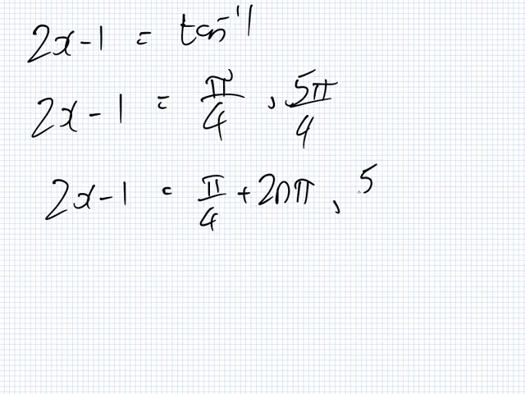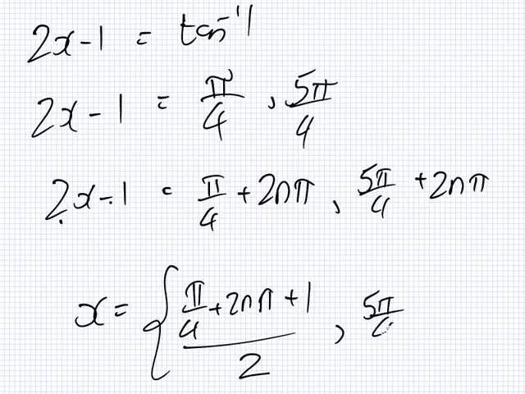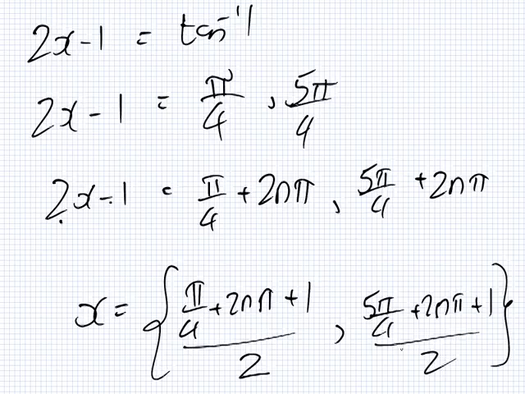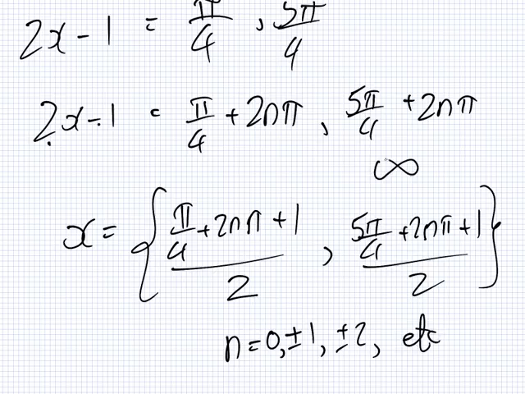And also you have 5 pi over 4 plus or minus 2n pi, where n could be minus as well. So to finish we have to add 1 radian and divide by 2. So the x's could be pi over 4 plus 2n pi plus 1 over 2, or 5 pi over 4 plus 2n pi plus 1 over 2. And here your n's can be 0, plus or minus 1, plus or minus 2, etc. So you have infinite answers here.